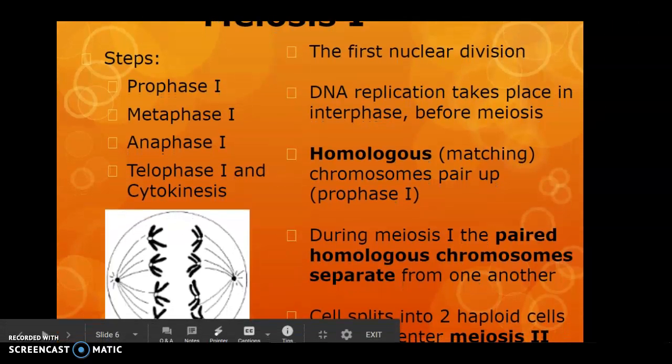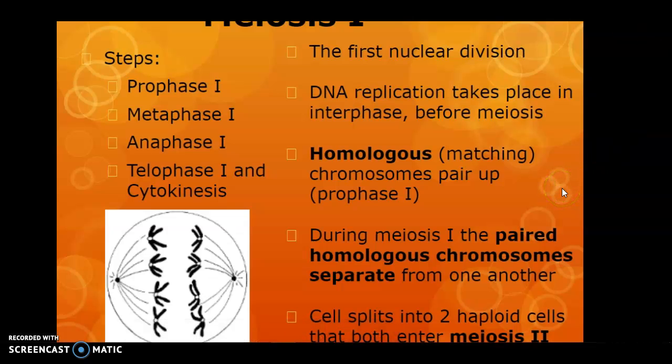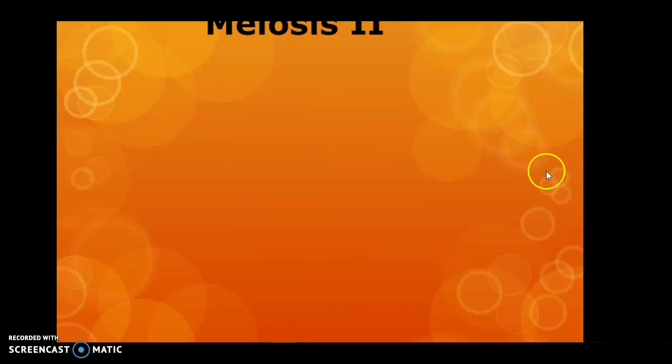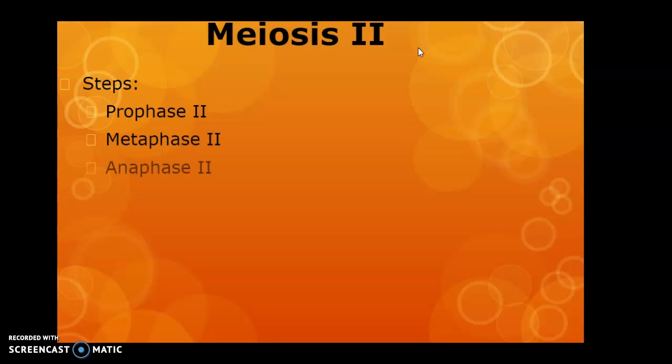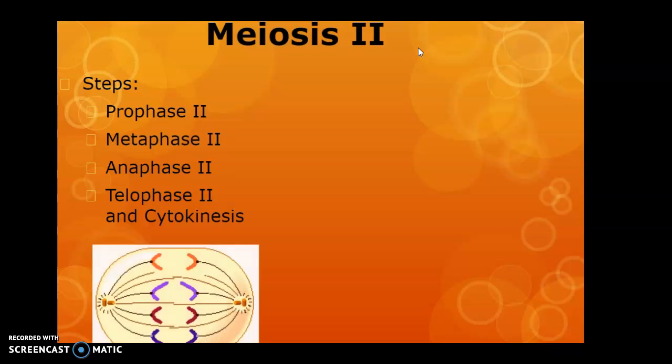So the result here is going to be 2 new cells, and they're already haploid. Both of those cells will enter meiosis 2. So meiosis 2 is the second division. These consist of prophase 2, metaphase 2, anaphase 2, and telophase 2 and cytokinesis. This will look a lot like mitosis that we studied last week, except we're going to have fewer chromosomes now.